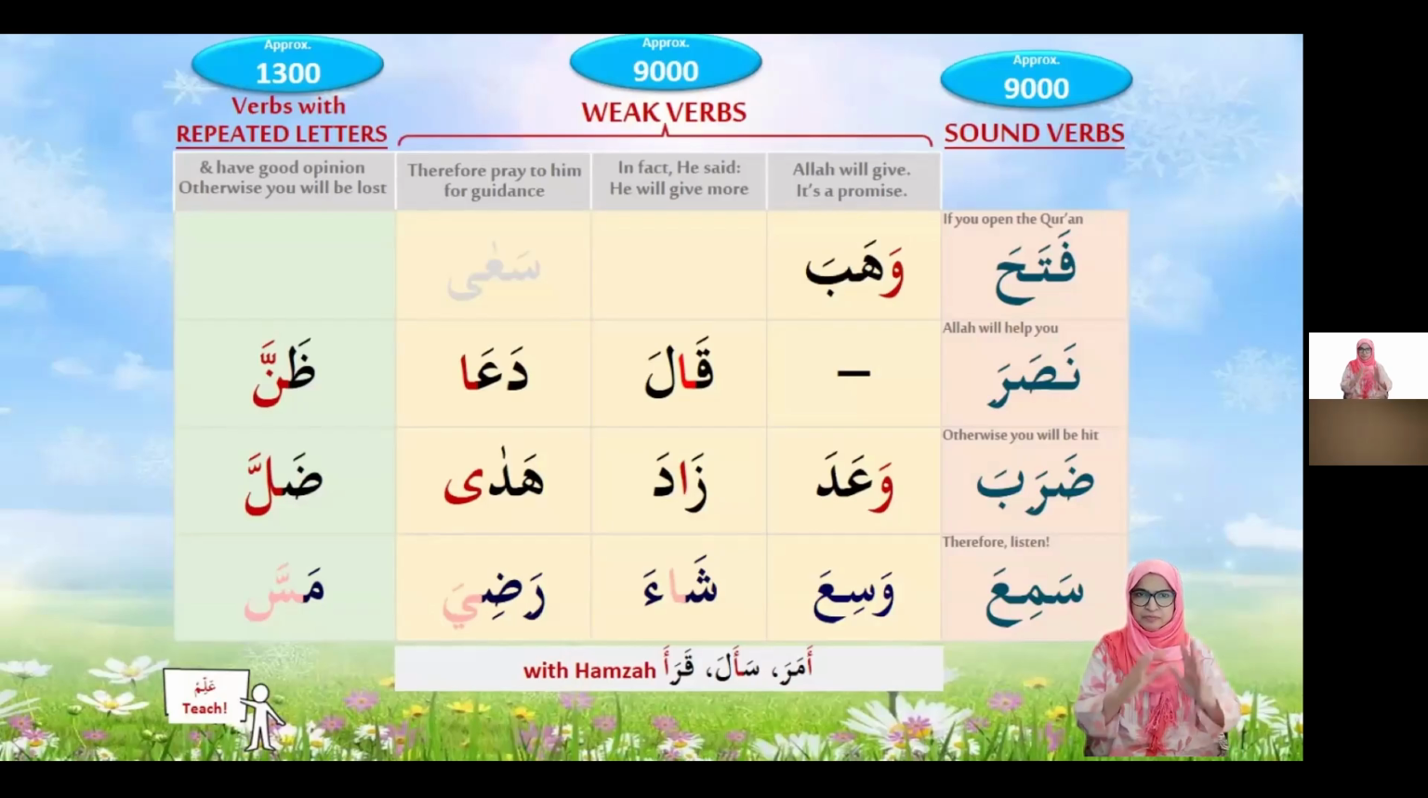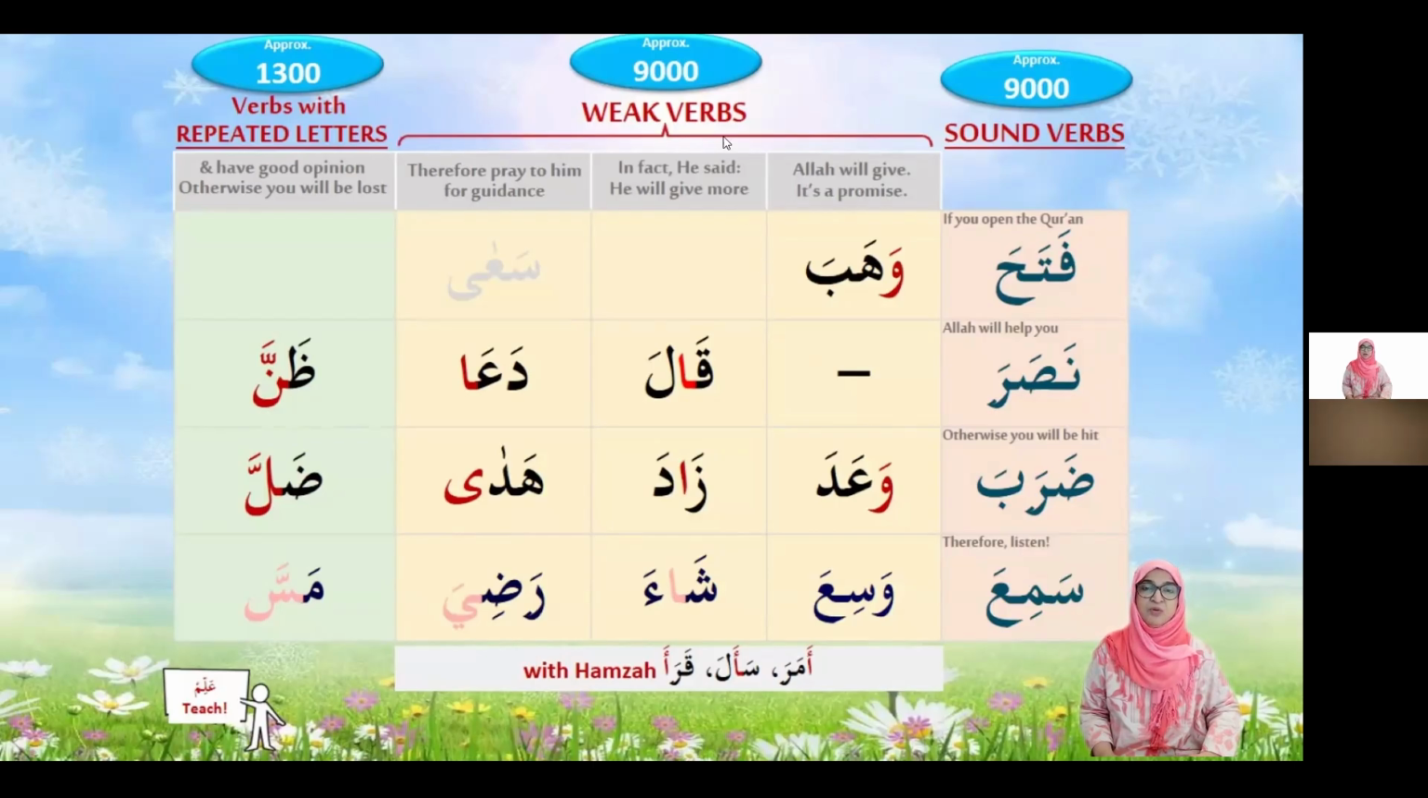So look at this now. What we have done up till now in course 1, we did the sound words. The sound words occur in the Quran about 9,000 times. And we did Fataha, Nasara, Daraba, Samia. How did we learn that? We learned, if you open the Quran, Fataha, Allah will help you, Nasara. Otherwise you will be hit, Daraba. Therefore, listen, Samia. We did that.